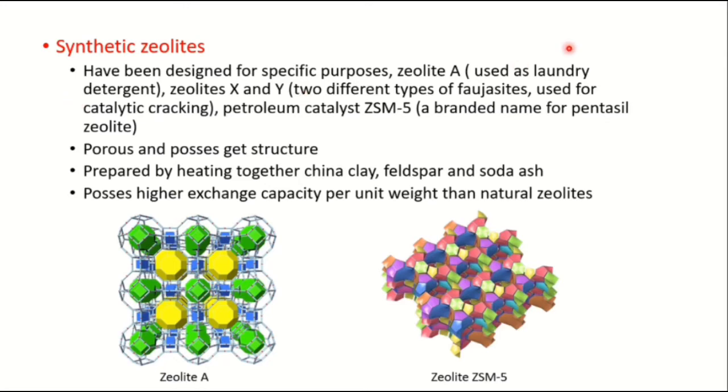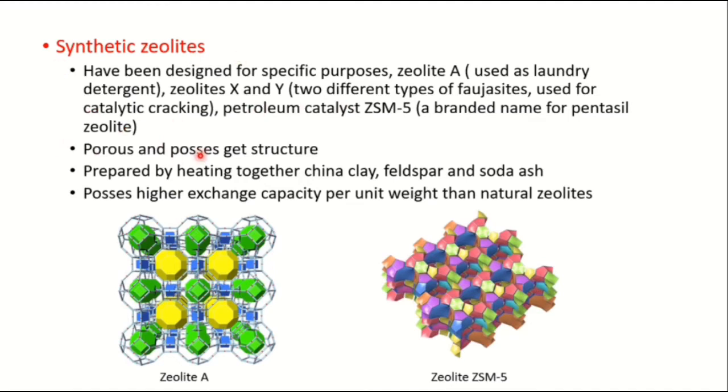For example, zeolite A is used as laundry detergent. Zeolite X and Y are used for catalytic cracking. And last, we have the petroleum catalyst, which is ZSM-5. It's a branded name for a synthetic zeolite.